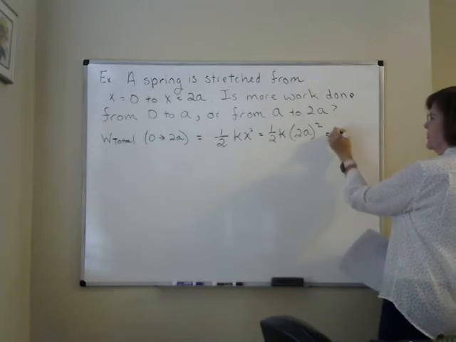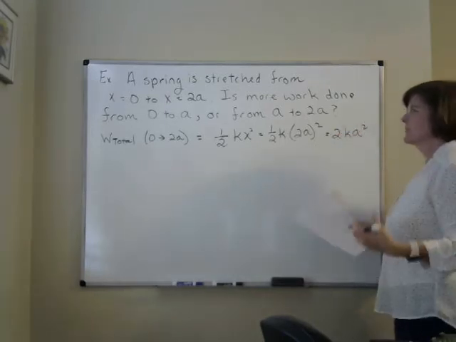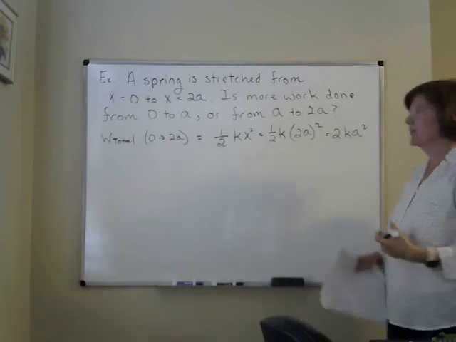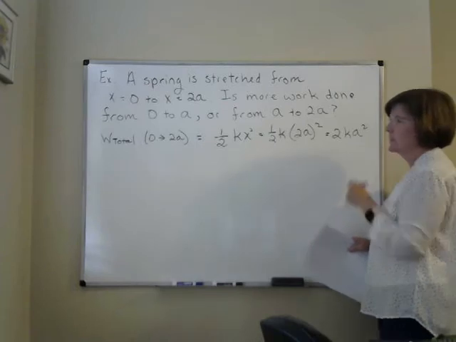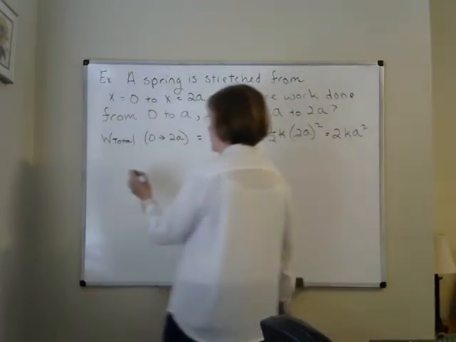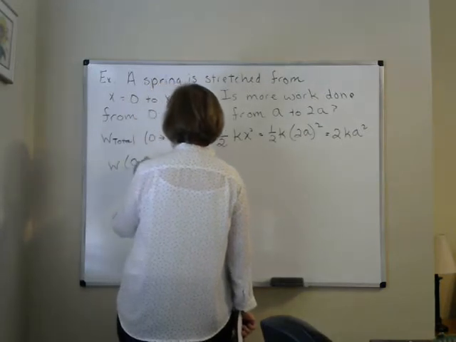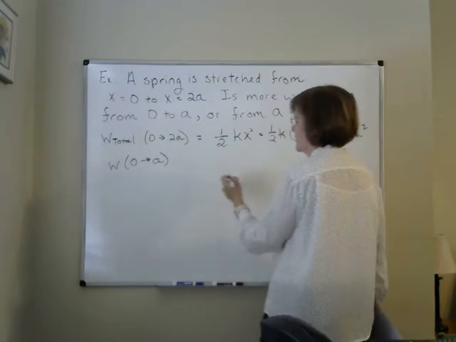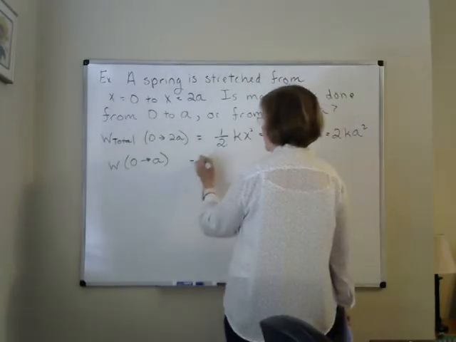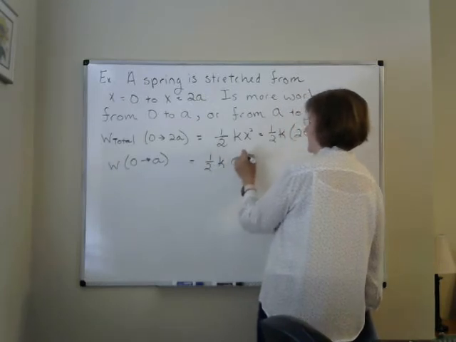It's going to be 2ka squared. So whatever the spring constant k is and whatever a is, that's the total amount of work done. What if we just go from 0 to a? If I look at just going from 0 to a, then the work done is 1/2 ka squared.